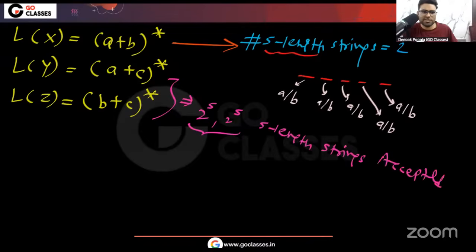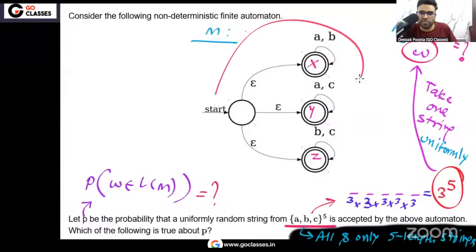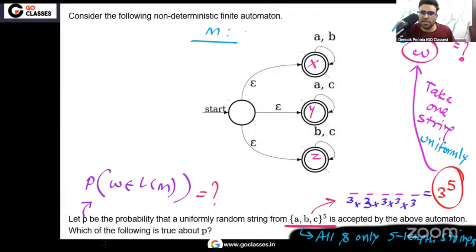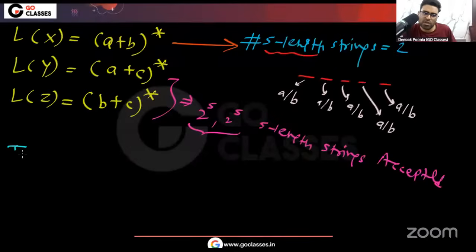These many five length strings accepted. Okay, so tell me total, by this automaton, total how many five length strings will be accepted? So can I say that will be 2 power 5 plus 2 power 5 plus 2 power 5? Can I say that? Total number of five length strings accepted.